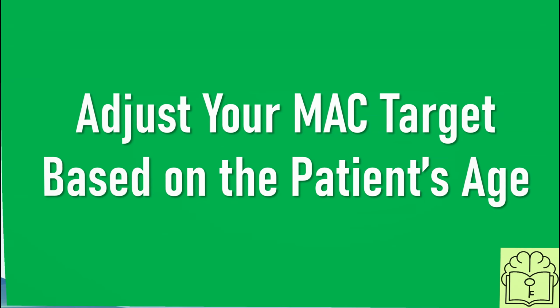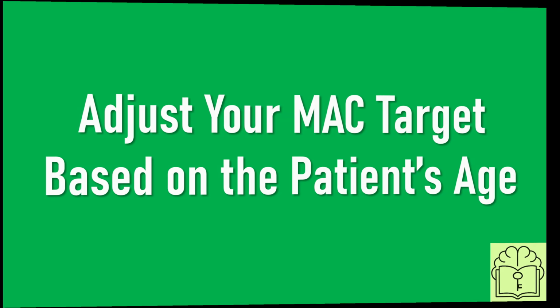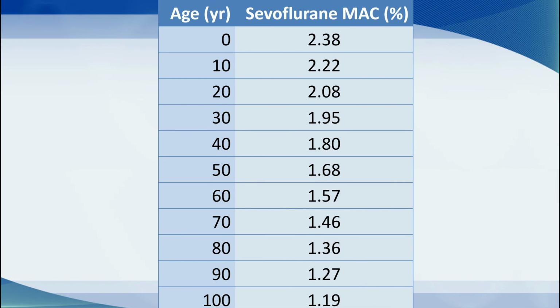When you're in the operating room, it is absolutely imperative that if you're going to use MAC as some form of target, you need to adjust this based on the patient's age. And this is the age versus MAC of sevoflurane. At the age of 40, the MAC is 1.8%. It goes up as the patients are younger. So if you have a 30-year-old, it's 1.95, 25-year-old, it's about 2%. And if you have an 80-year-old, it's 1.36%.